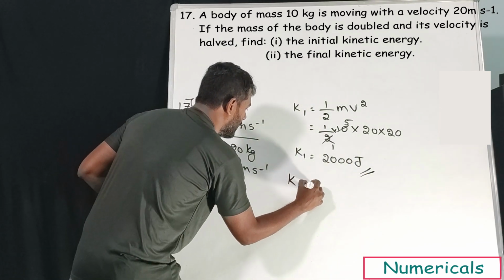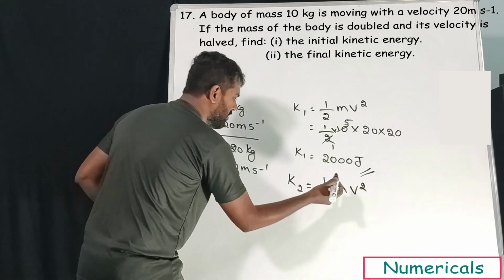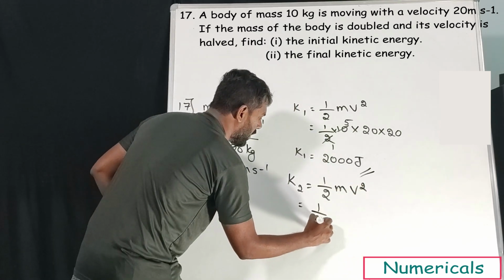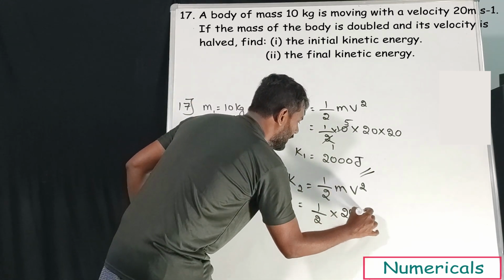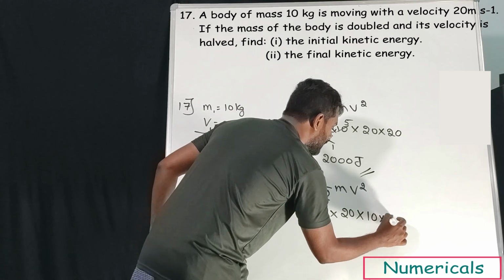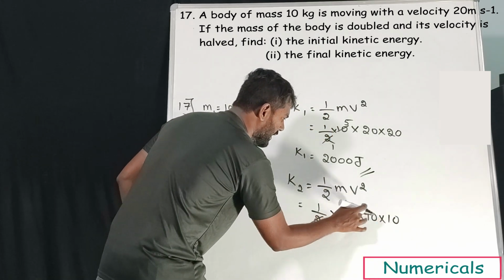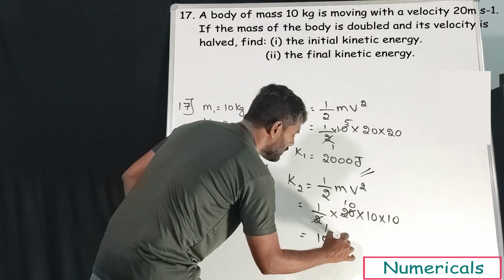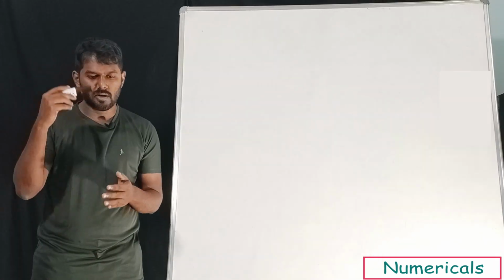Next, K2. Again I'll apply the same formula. Here the values are different, that's it. 1 by 2 into mass, which is doubled, that is 20, into v, that is half, that is 10 into 10. So 10 into 10 into 10, that is 1000 joules. That's it.